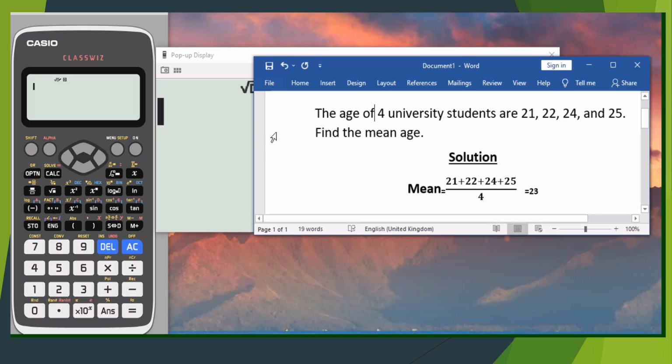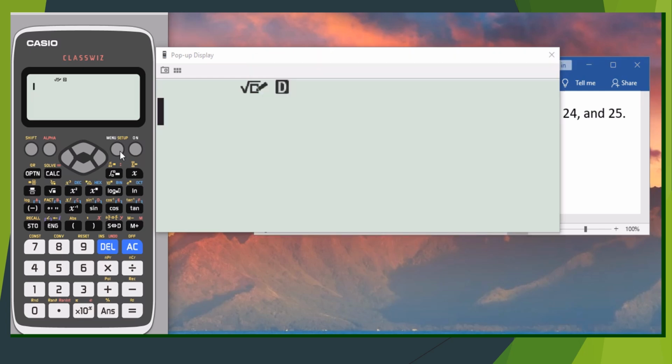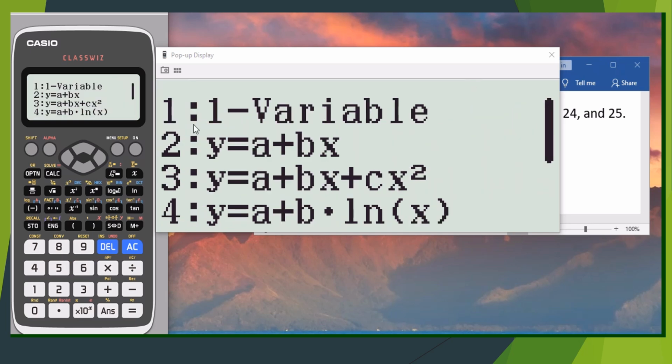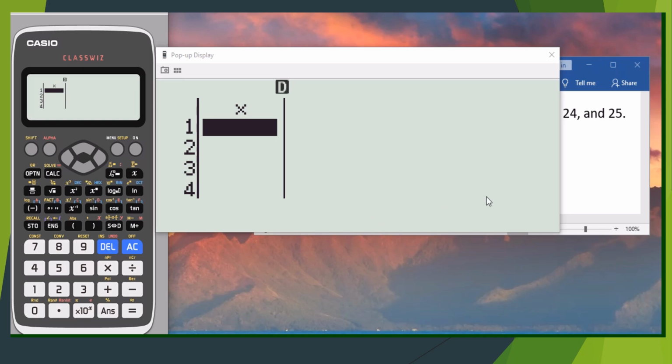Alright, so let me guide you how to use the calculator to find it. So simple and easier, quick and fast. We are going to point to our mode. We are going to select 6, which is the start. You can see the table over there, the graph. Then we are going to select 1, since it's raw data. We are not going to turn on the frequency because there is no frequency given.